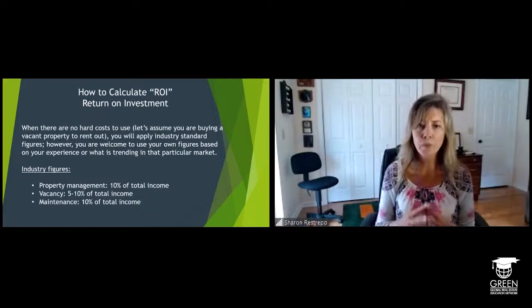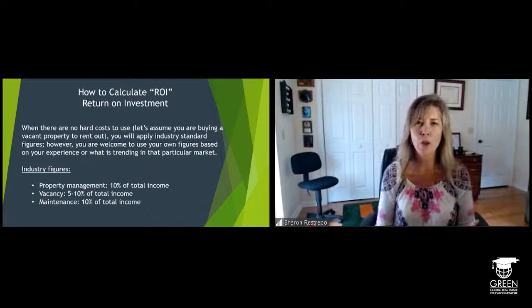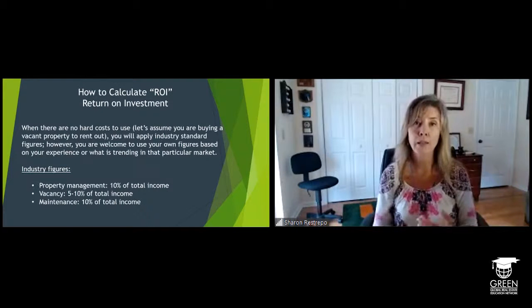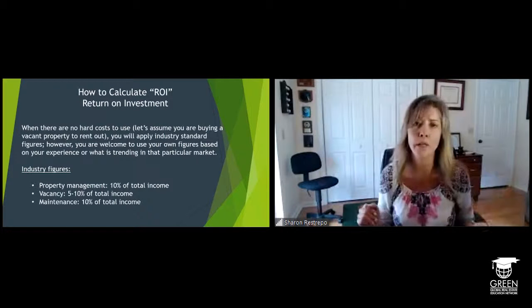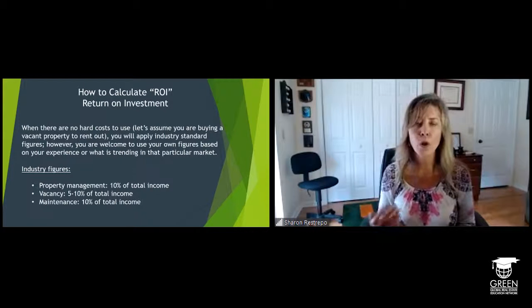Okay, so when there are no hard costs to use, so let's assume you're buying a property, it's vacant, it's not occupied, and so it's not coming to you with expenses based on a tenant living there. It's been sitting vacant. Maybe you're buying a bank foreclosure, and so there's nothing that they can give you to tell you what the expenses would be. Well, then we're going to use more industry standard figures, okay? However, you're welcome to use your own figures again.